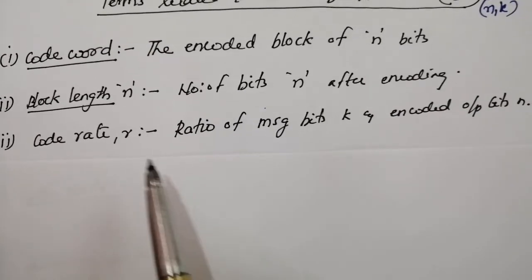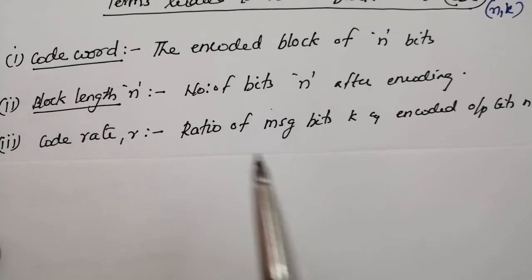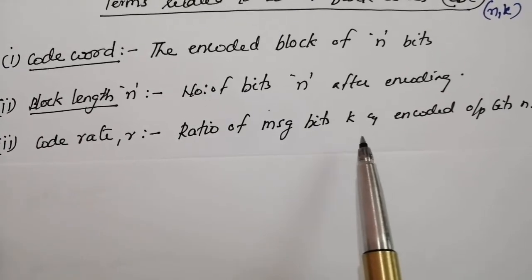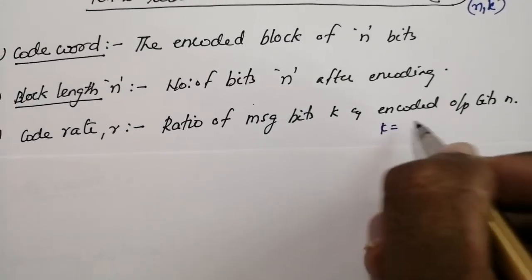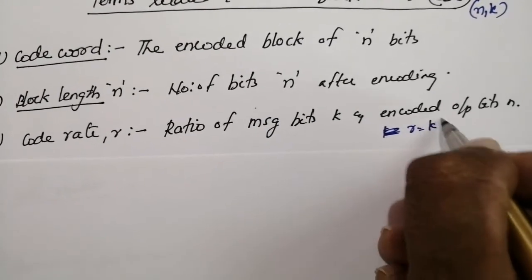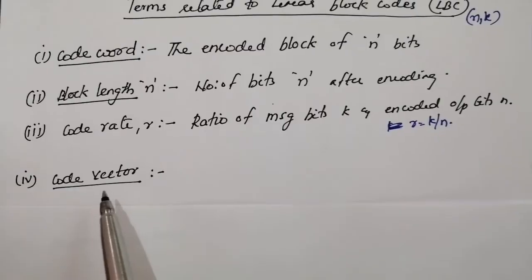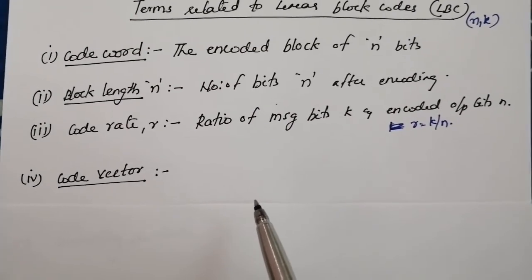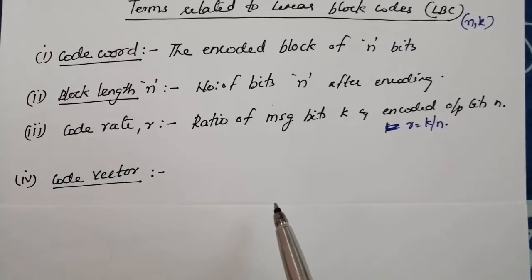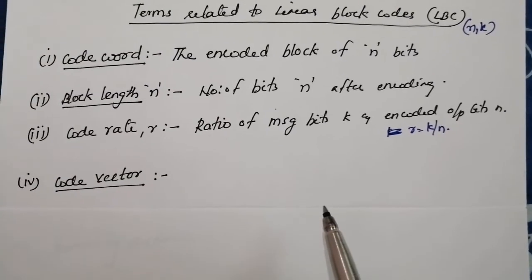Next is code rate. This we already discussed. It's the ratio of message bits k to the encoded output bits n. That is, R is k by n. Next is code vector. An n-bit code word can be visualized in an n-dimensional space as a vector whose coordinates are the n bits in the code word.